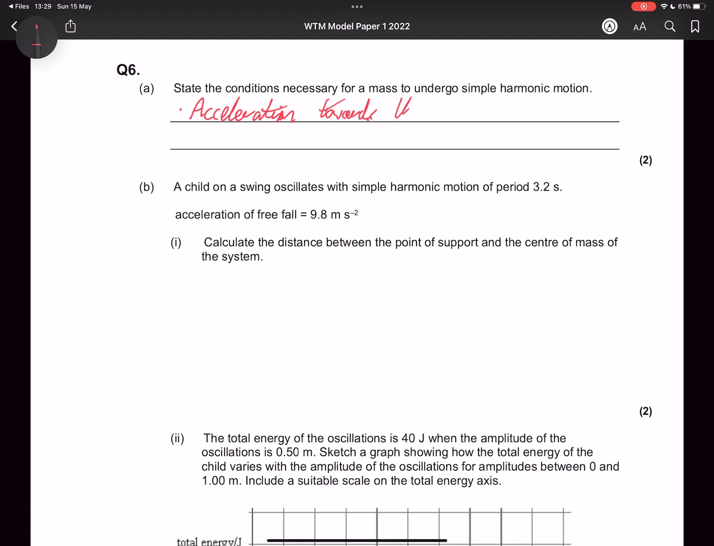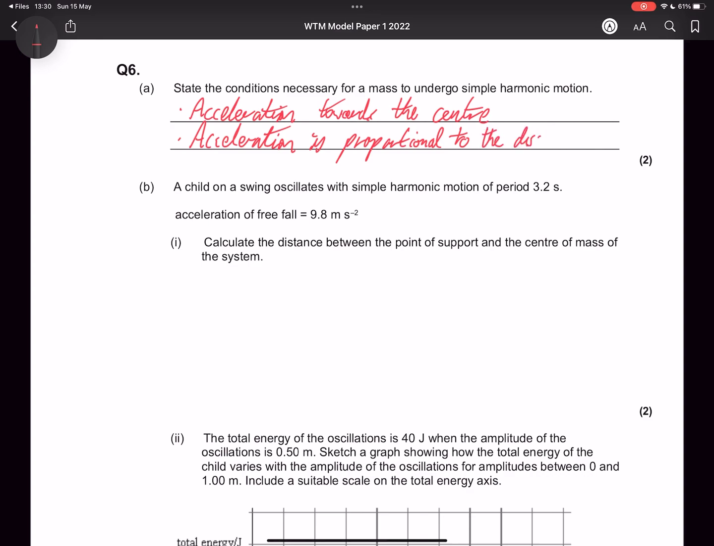So we start off with some basic definitions here. So conditions necessary for SHM to occur. So it's talking about the acceleration. So we've always got the acceleration towards the center or towards the equilibrium position, however you wish to phrase it. And we also have the proportionality of it, so it's proportional to the displacement. These can be described in simpler terms, but realistically they are things you need to know, so you might as well learn the tidy answers.